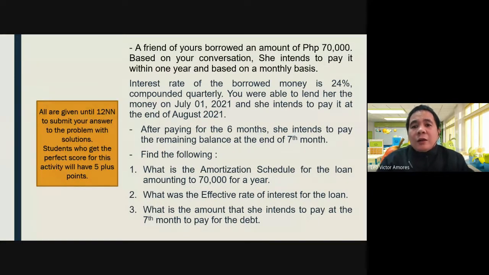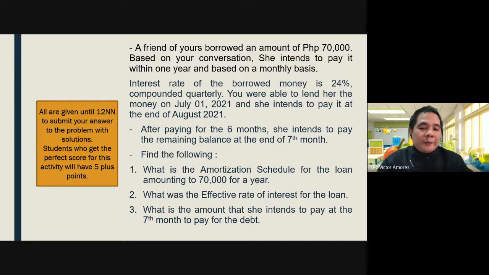A friend of yours borrowed an amount of 70,000 pesos. So based on your conversation, she intends to pay it within 1 year and based on a monthly basis. So in other terms, she is paying it on a monthly basis. The interest rate of the borrowed amount is equivalent to 24% compounded quarterly. You were able to lend her the money on July 1 and she intends to pay it at the end of August 2021. So the problem is an ordinary annuity problem. So after paying for 6 months, she intends to pay the remaining balance at the end of the 7th month.